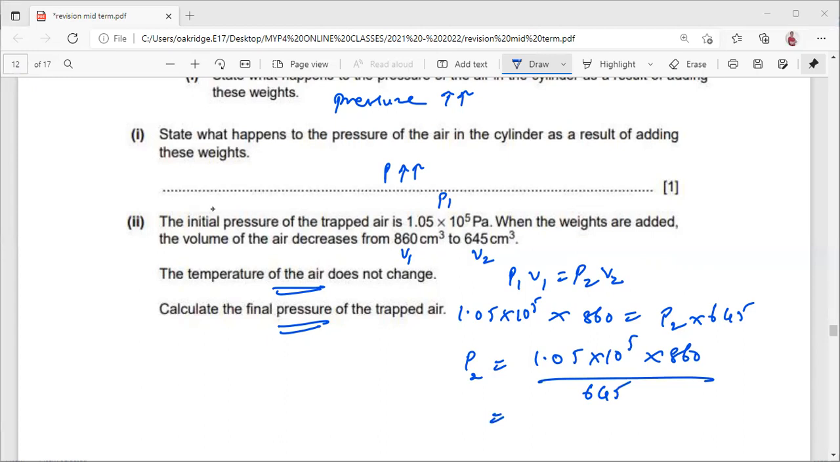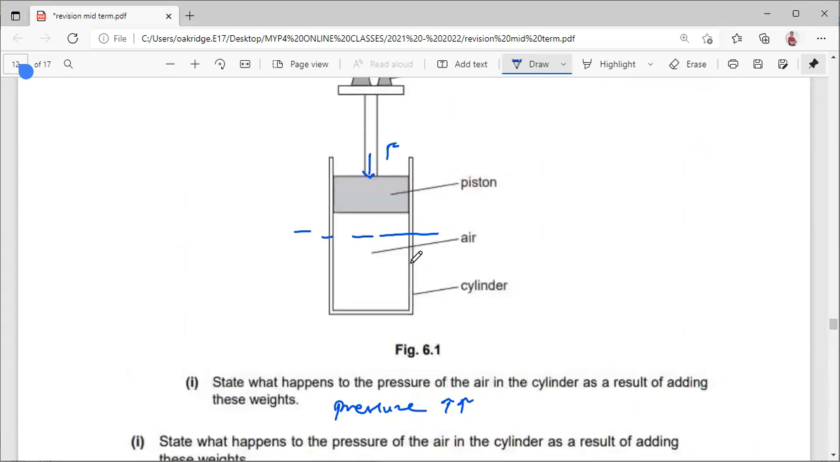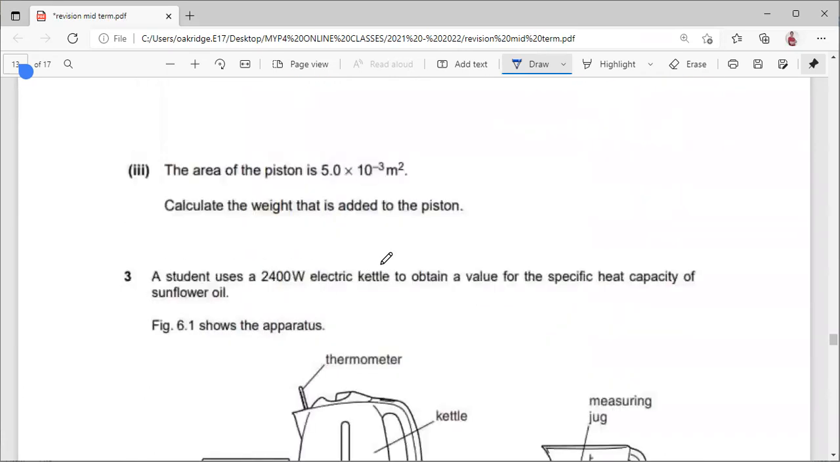1.05 multiplied by 860 divided by 645, which is equal to 1.4. So 1.4 into 10 to the power of 5 pascals. As expected, you see, the pressure has increased, right? Because you compress the piston. See, here you compress the piston, so the pressure should increase. That's what you assumed, right? You're getting it correctly. Okay, let us move on to the next one.